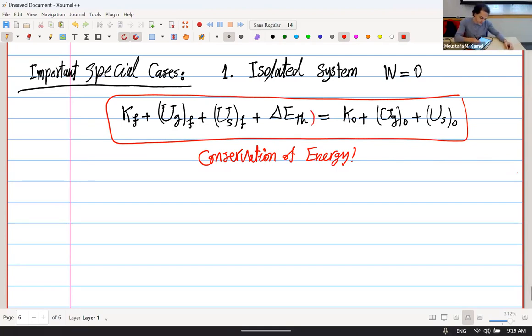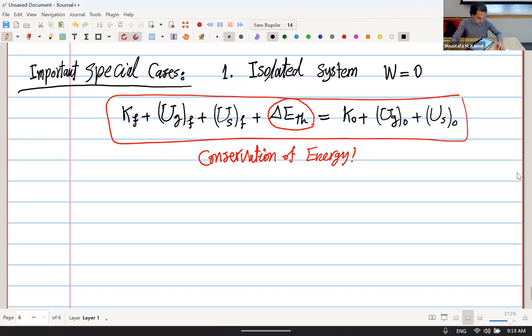And if you're confused by this delta E thermal, if you break it down into initial and final, assuming that we could somehow measure the initial and final values, you could pull one of them to the other side and say, the initial value of the thermal energy plus the initial value of the kinetic energy plus the initial value of potential energy equal the final values. Like the sum of the initial values equal to the sum of the final values. So this is the law of conservation of energy.